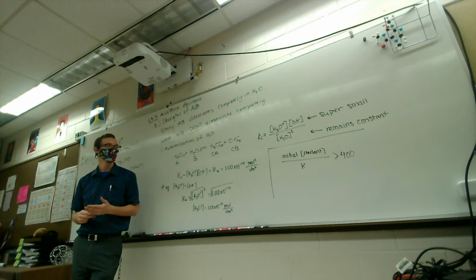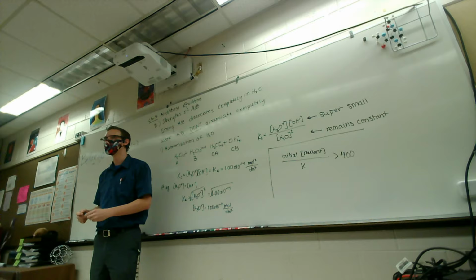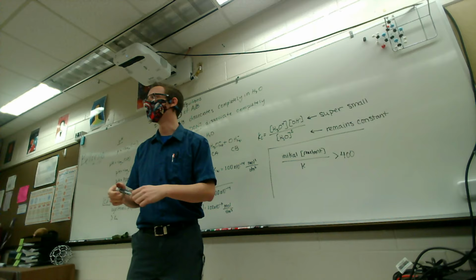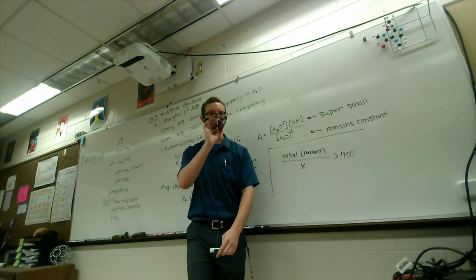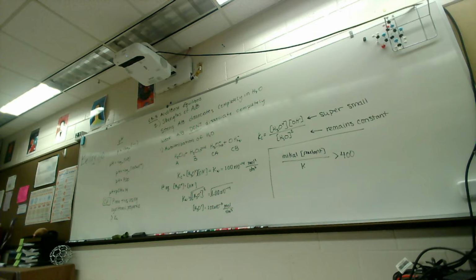So 400 is just the number that we as chemists chose, because we sometimes just choose numbers to use for our things. Basically, what this means is that the change from the initial concentration to the equilibrium concentration is negligible. And so, if it's bigger than 400, you're good. So you can just get rid of the minus x at the bottom.